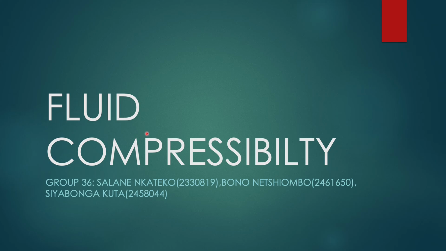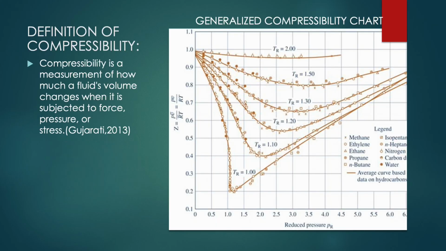This is a lesson on fluid compressibility. Compressibility is a measurement of how much a fluid's volume changes when it is subjected to force, pressure, or stress. This right here is a generalized compressibility chart, and it is used to determine the compressibility factor, which is denoted as Z. We can use the reduced pressure as well as the reduced temperature to map Z right on this chart.